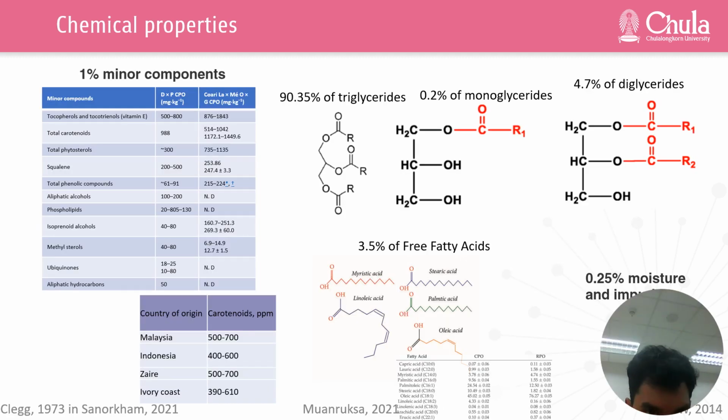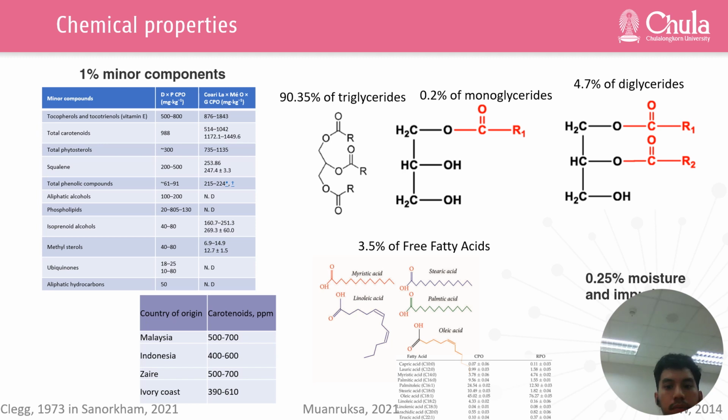Now let's look at the composition, or the general chemical properties, of CPO. Basically, the main chemical composition of CPO is triglycerides, about 90%, less than 1% of monoglycerides, and less than 5% of diglycerides. There are also free fatty acids, which can cover 3.5%.